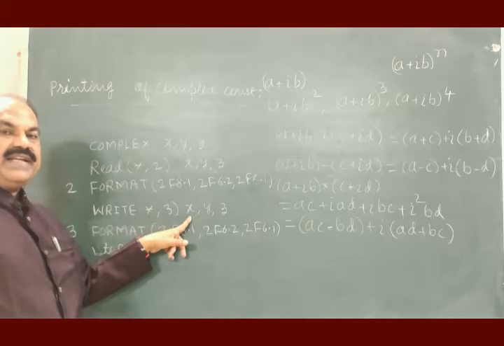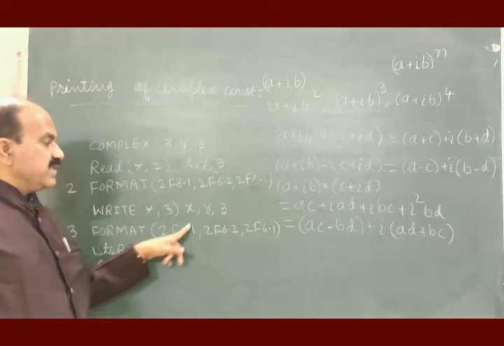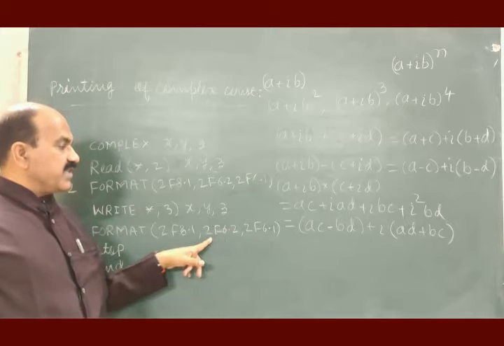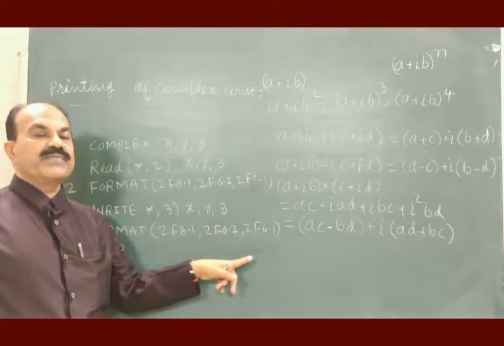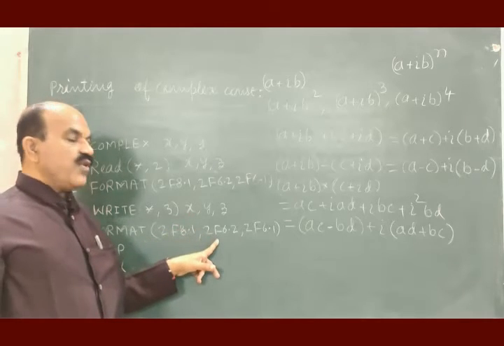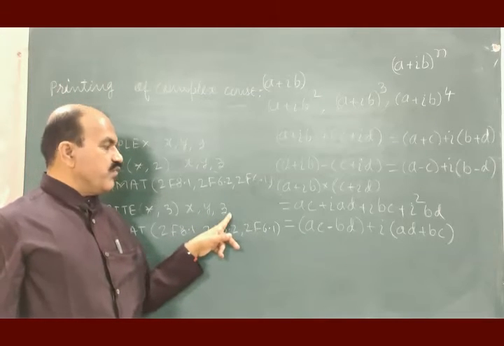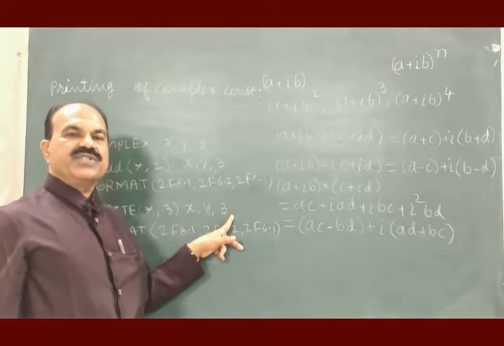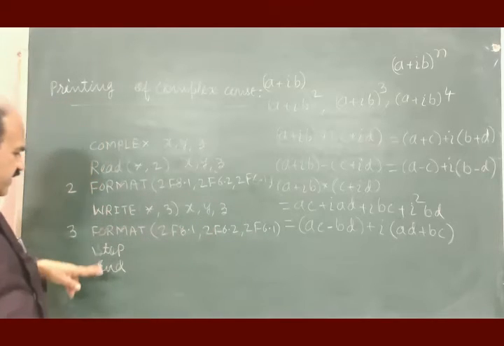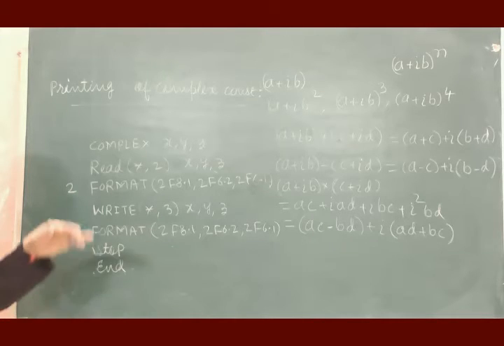X will be written at the default output device with this format, y will be printed with this format, z will be printed with this format. This format is true for the real as well as the imaginary part of x, of y, and of z. And after printing this, stop, and that will complete the program for reading as well as writing the complex constants.